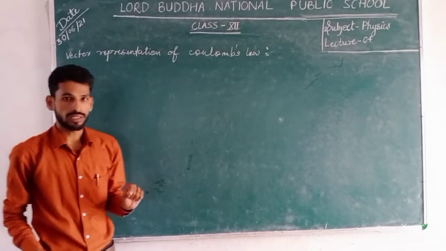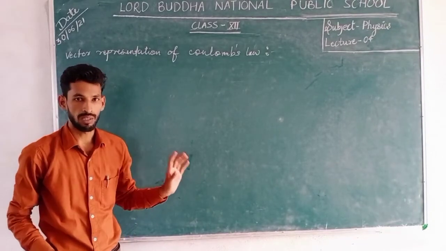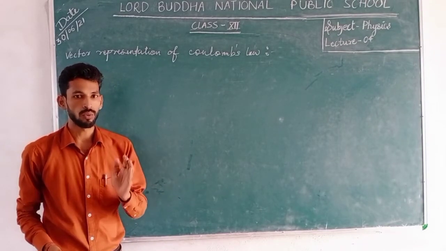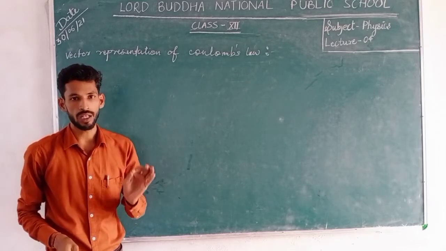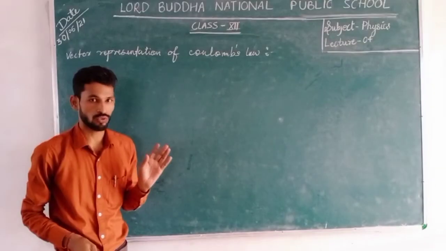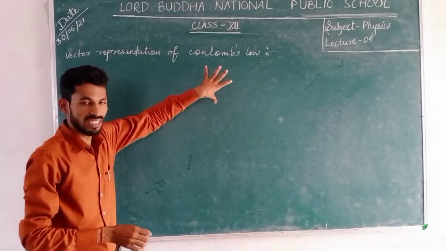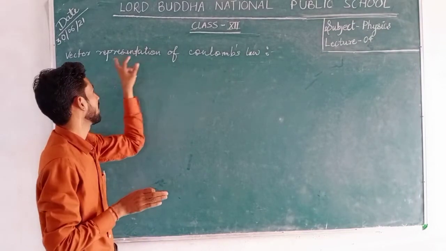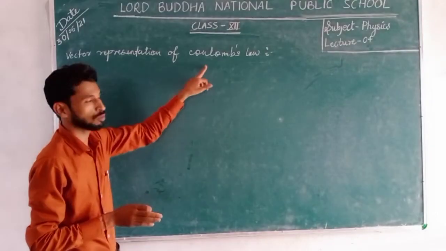In the previous video lecture, we discussed the formula of Coulomb's law, and that was the formula F equals 1 upon 4 pi epsilon naught into Q1 Q2 upon r square. But in this form, that was the scalar form. Today we will discuss the vector representation of Coulomb's law.